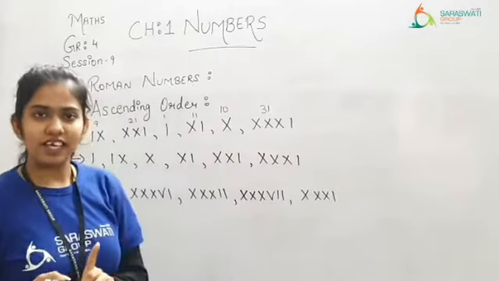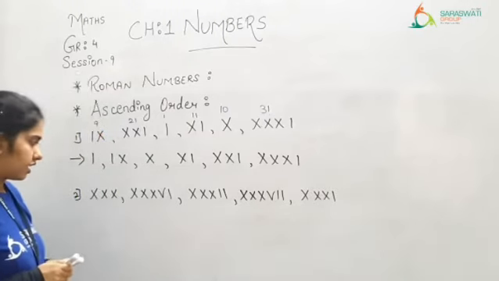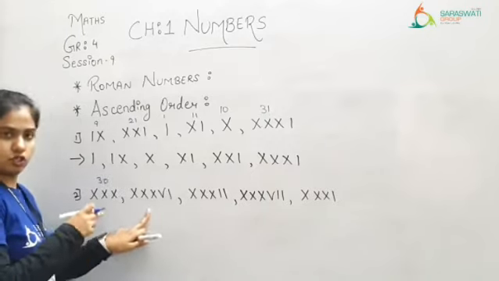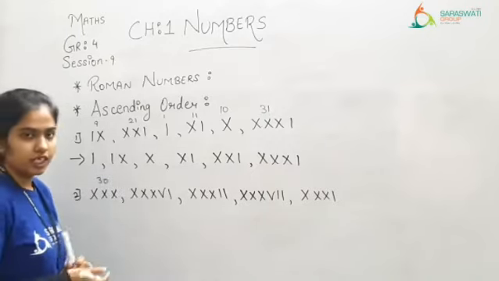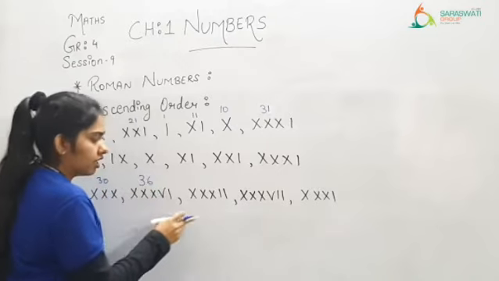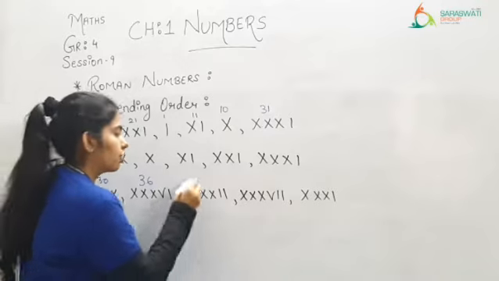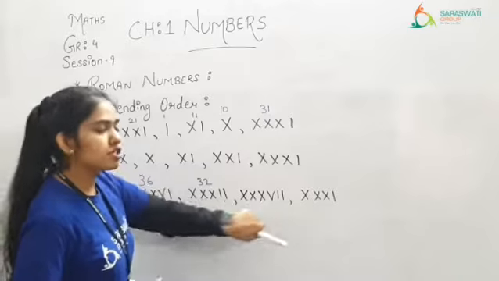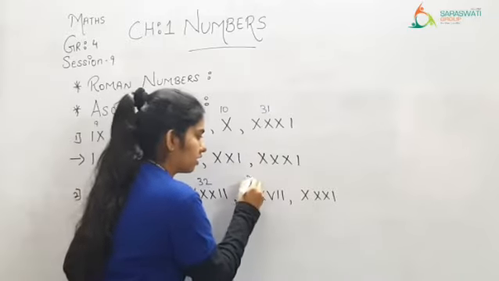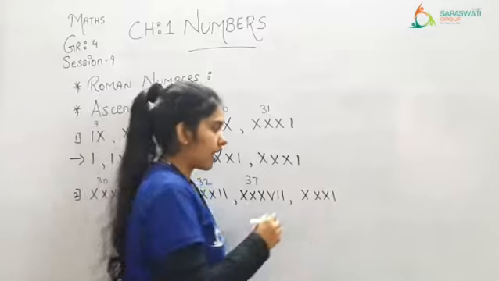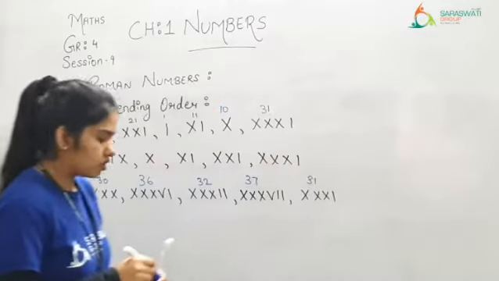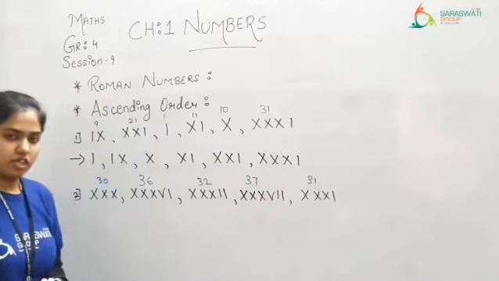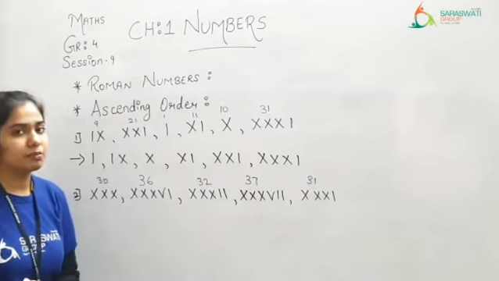Okay, now let's see the next one. So 30, 3 times X, so 30 plus 5 plus 1, so 36. Now 3 times X plus 2, 32. 3 times X plus 5, 35 plus 2, 37. 3 times X, 30 plus I, 1, 31. So we got the values, that is 30, 36, 32, 37 and 31. So we have to arrange in ascending order, which is easy.